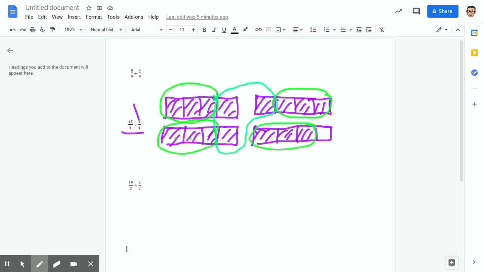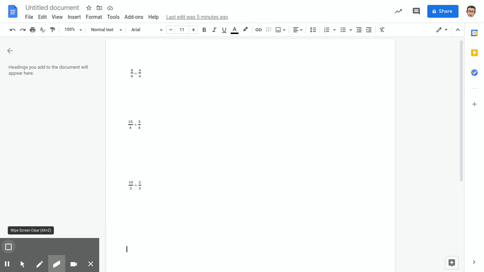So how many circles, or how many groups or sets do we have? Well, because we have 1, 2, 3, 4, 5 full sets, that means that 15/4 divided by 3/4, or how many sets, is equal to 5. So there it is, 5 sets. How many sets of 3/4 are in 15/4? And that's where we end up with 5.